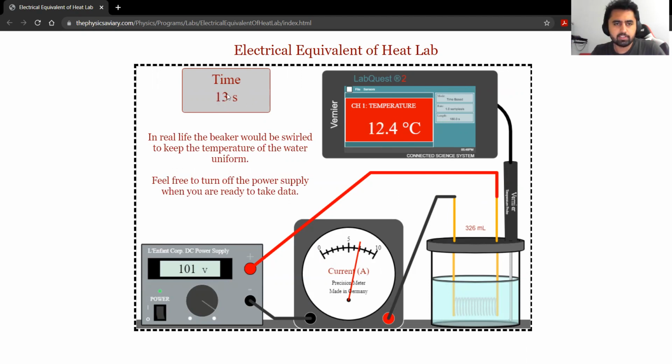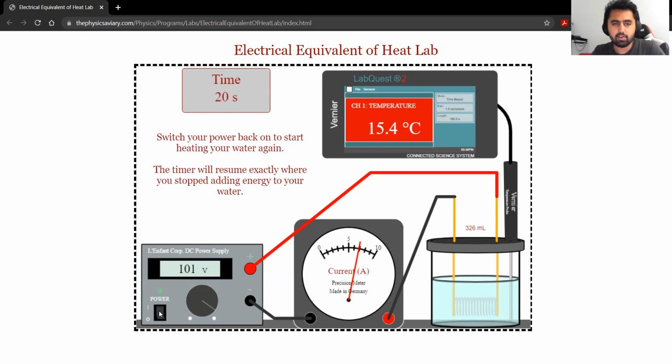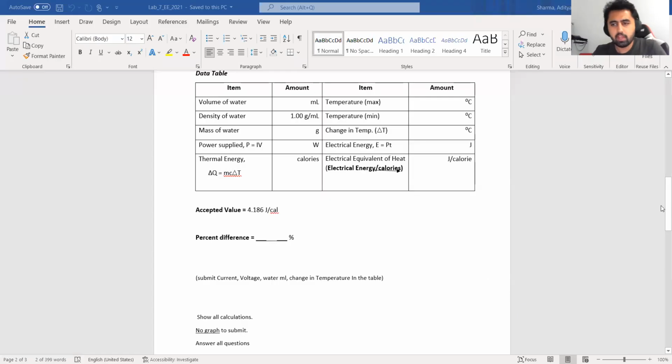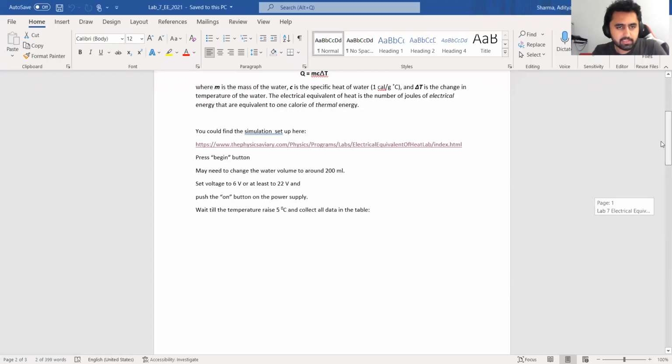and the time elapsed is given here. Time 16, 17 seconds elapsed, and then you turn off at some point. And you will have some final temperature. So if you go back to the document, you will see it says press begin, and it says volume should be around 200. So do that. Set voltage is 6 volts or at least 22.